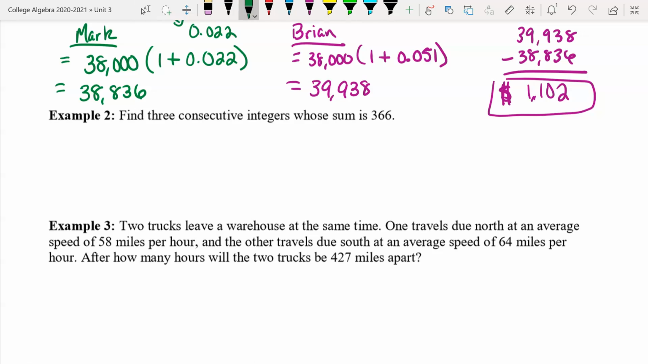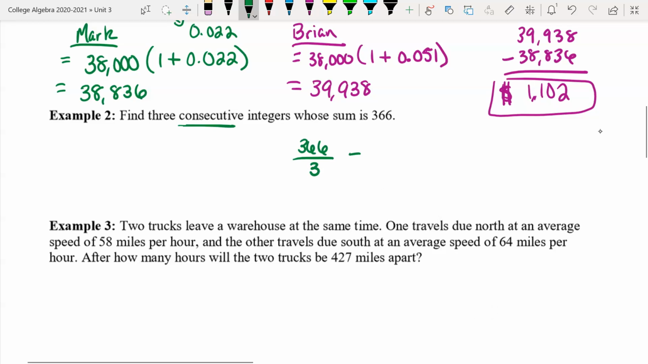Number two, it says find three consecutive integers whose sum is 366. Consecutive means like in a row, so like 1, 2, 3, 4, 5, 6, 7, 8, 9. The easiest way to do this is you take the number and divide it by 3, because there's going to be 3 numbers, right? When you do that, you get 122. Well, that 122 is going to be your middle number, right?